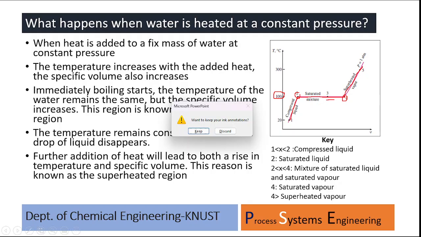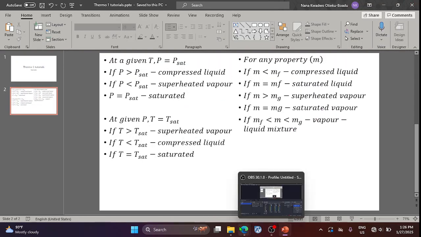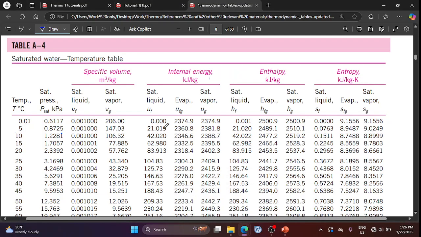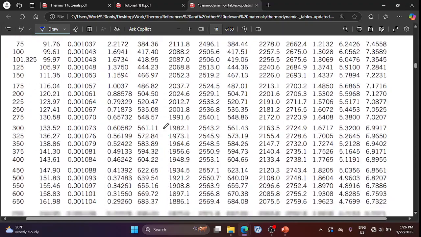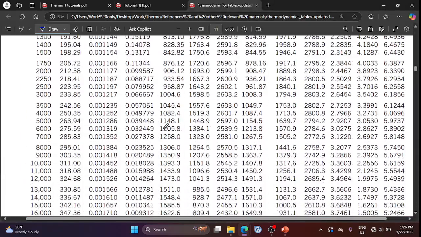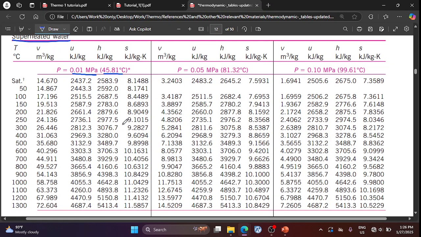Okay, let's get back to our discussion on the steam table. If we look at the superheated part of the steam table, at P equal to 0.01 megapascal, they still give you the saturation temperature, so you know the temperature at which it will be saturated. Then they give you the temperatures above the saturation temperature.